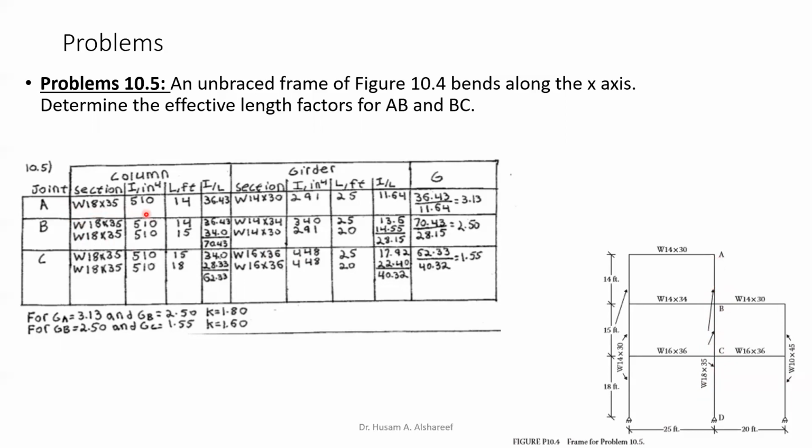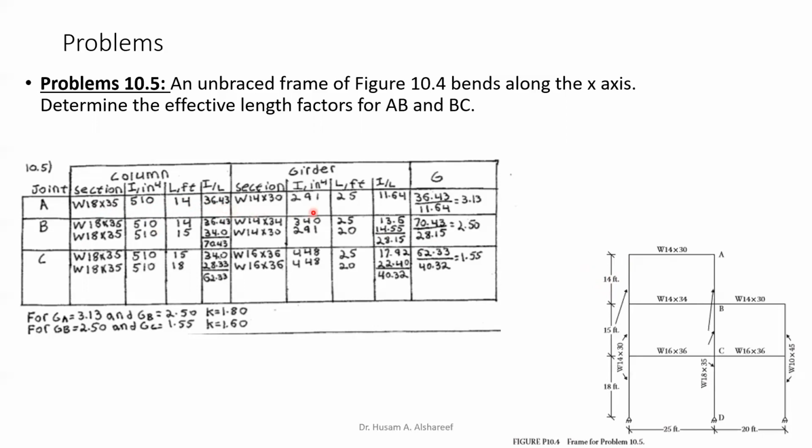The moment of inertia for this column, again, you go to, I believe, page 434, the W-shape properties table, table C.1b, and you should find all the values. You find the value here for the moment of inertia, which is 510 for this section. The L is 14, because that's what is given here. And then you divide this by this, and it gives you this value.